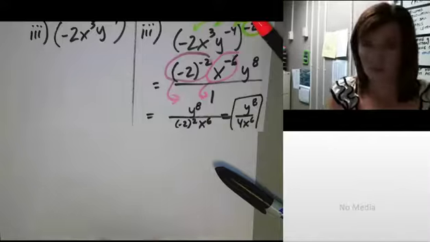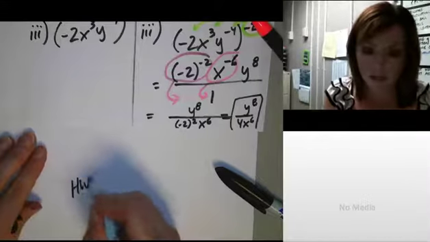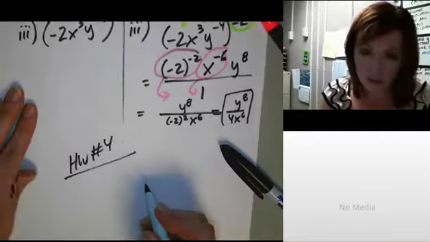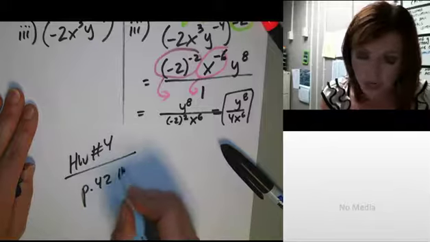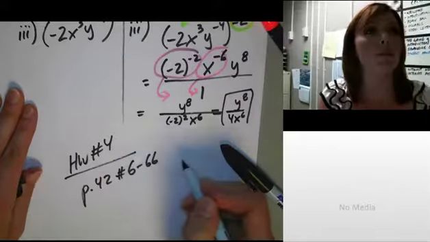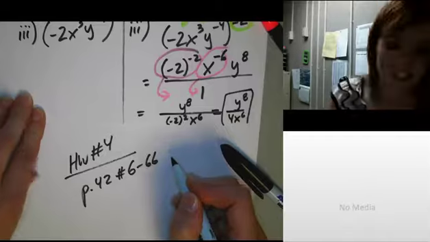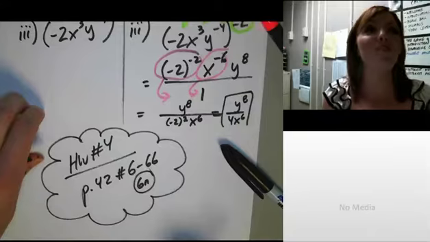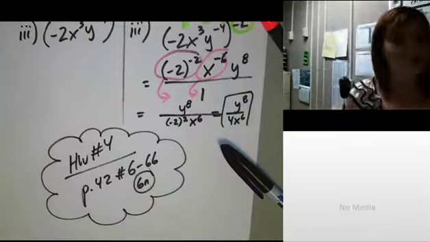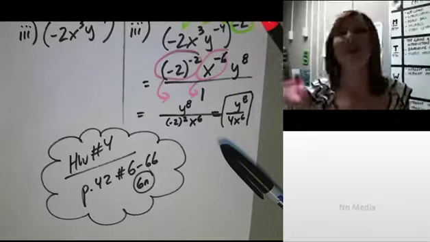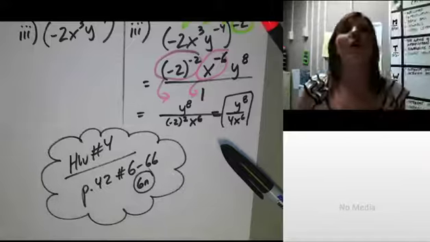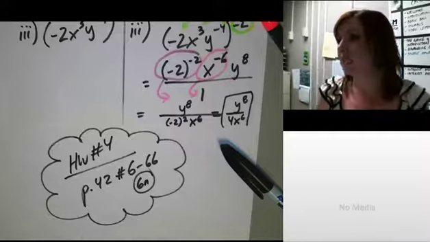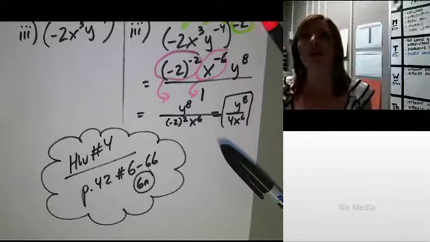All right, homework number 4. Homework number 4 is page 42, numbers 6 through 66 all. Just kidding. Multiples of 6. You have 11 problems. Okay, so everybody get out a textbook and start on the homework assignment right now. I'm going to leave this up for a little bit so you guys can still write it down, but everybody get out a textbook. You have lots of time to ask lots of questions. Use it wisely.